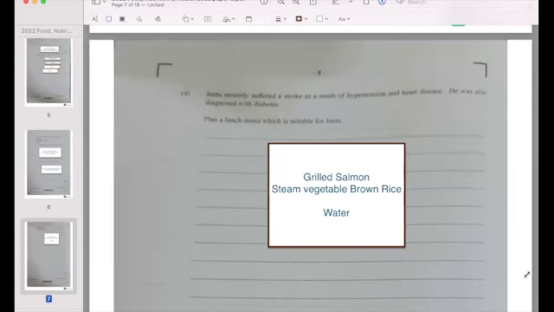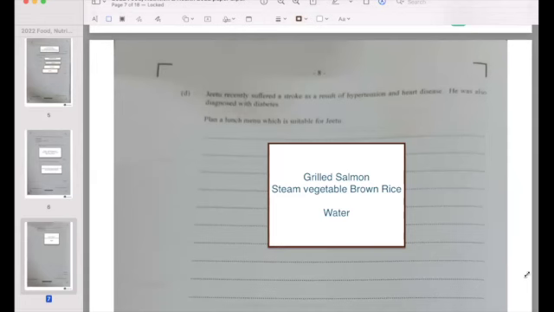Next question. The question is kind of blurry, but let's see. So we have Keto, who recently suffered a stroke as a result of hypertension and heart disease. He was also diagnosed with diabetes. Plan a lunch menu. So the person has diabetes and hypertension. So let's see what we can give them for a meal.